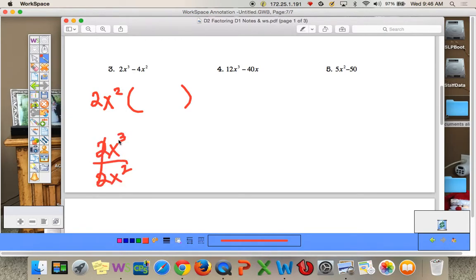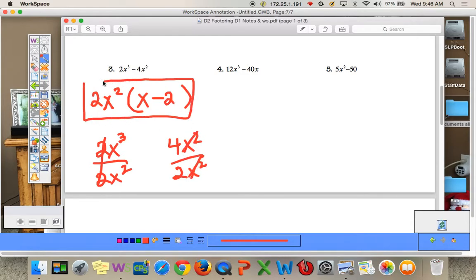The 2's would cancel. You have 3 x's on top, 2 on the bottom, so there would be 1 left on the top. And let's divide 4x squared by 2x squared. We would have a 2, and then x squared divided by x squared cancels. So here's the answer. If you want to check your answer, you can multiply it out, and you should get what you started with. Let's try the next one.